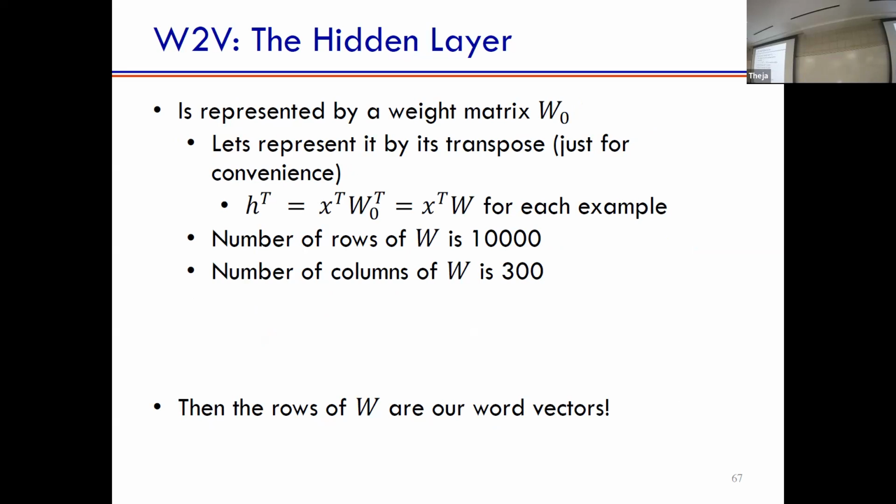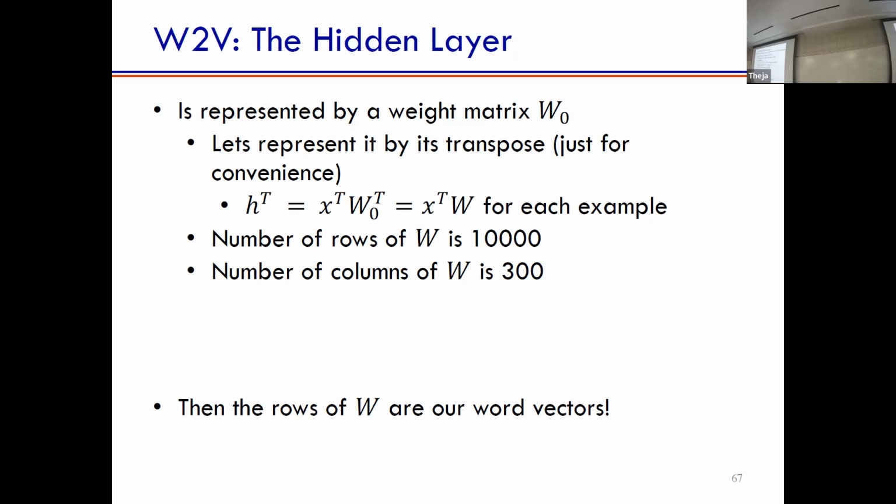Then the first hidden vector, or the activation vector, I'm just taking the transpose of it. If you don't take the transpose, it's W0 times X. Plus B, I'm ignoring the bias. H is equal to W0 times X, right? Or H transpose is X transpose times W0 transpose.